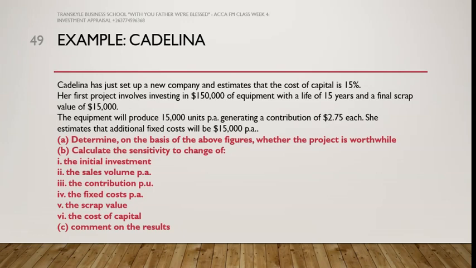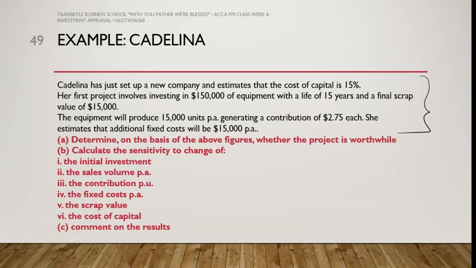She also estimates that additional fixed costs will be $15,000 per annum. We understand that fixed costs are irrelevant costs, but when they are additional, they become relevant, because they are now related to this particular project. Now, determine on the basis of the above figures whether the project is worthwhile.